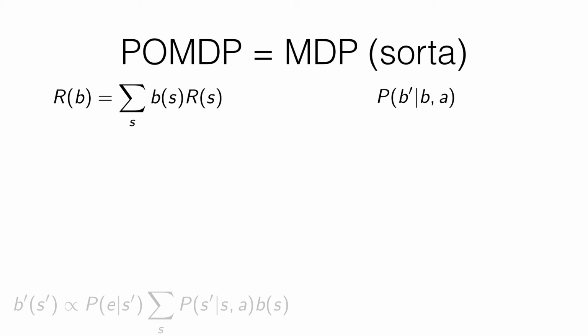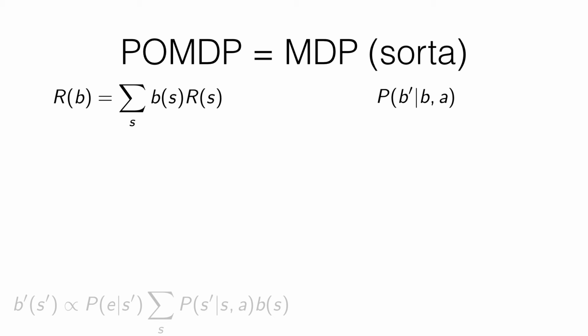So the first thing is the reward function. Originally we had a reward function that takes a state as input and outputs a score, some reward value. Now we don't have just a single state. We have a probability distribution over states. That's our belief. So it's pretty simple.